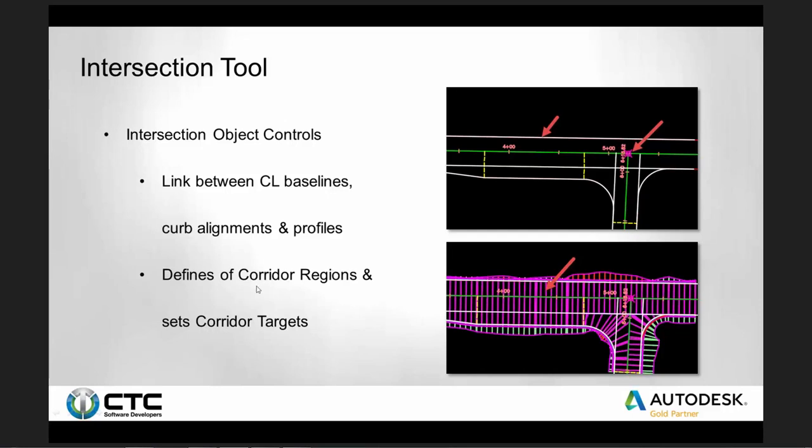What the intersection object also does is define corridor regions and set corridor targets. So we're going to run through that wizard and define all this stuff, but that's not just a one-time pass-through. Those settings will be saved in this intersection object for us to change them as we see fit and as the design changes.